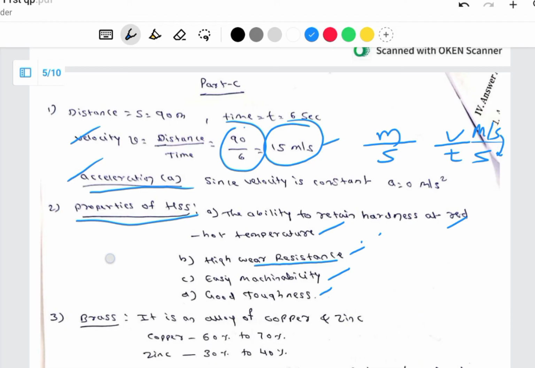The total answer is for 3 marks, so you have to write at least 6 points. 1, 2, 3, 4, 5, 6 properties you have to write, then only there is a possibility that you will get 3 out of 3 marks.